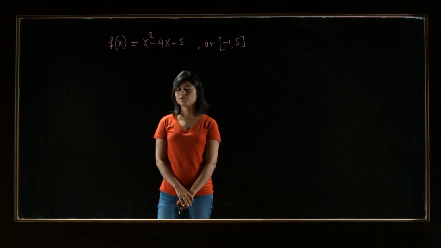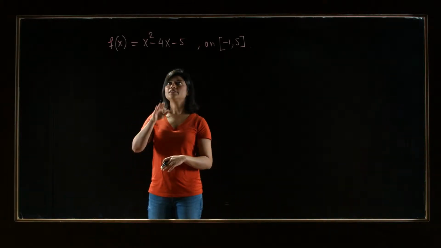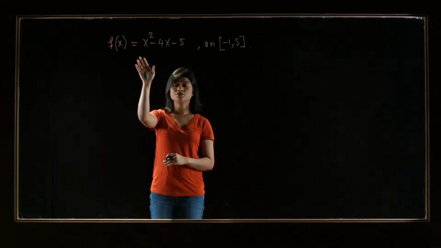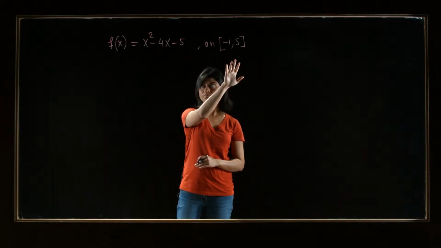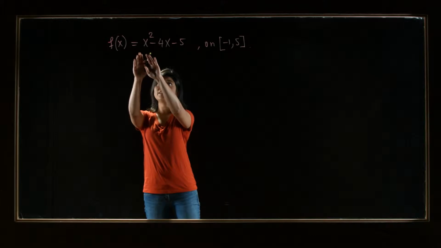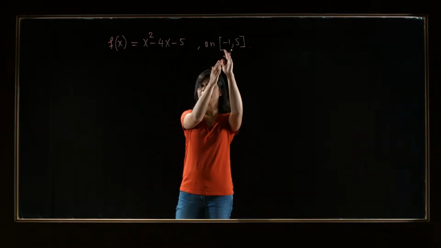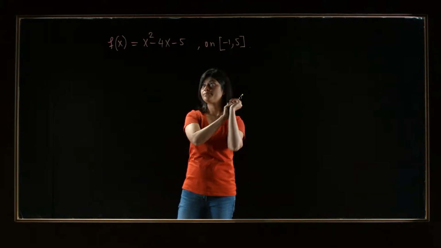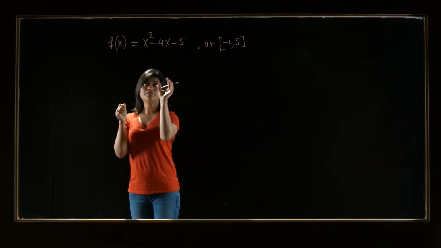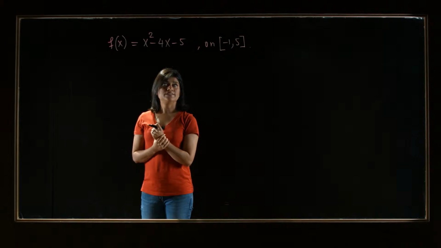In this problem, we have to determine the continuity of a function on a closed interval. And the function is right here, x squared minus 4x minus 5. And the interval is -1, 5. So you have to figure out whether the function is continuous inside that interval.